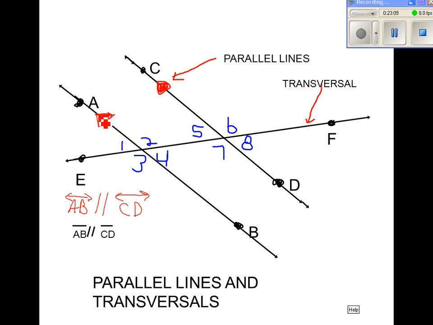These things right here, these are arrows, but they're not arrows like on the end of the line. They're arrows that show us that those two lines are parallel. So you have your two lines. This tells us that they're parallel. If you read it in a sentence, this symbol tells us that they're parallel. And this other line that intersects both of them at two different points is called a transversal.